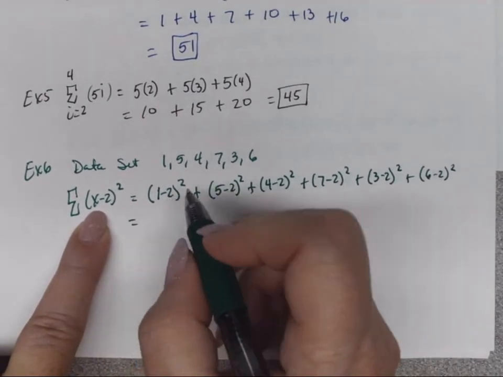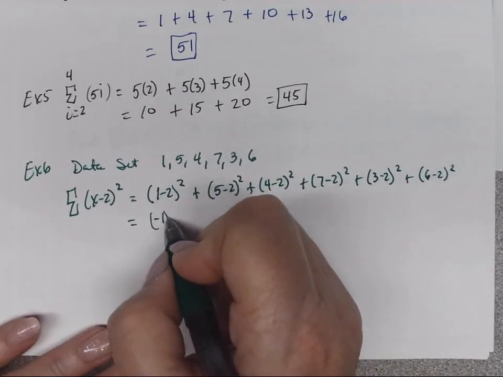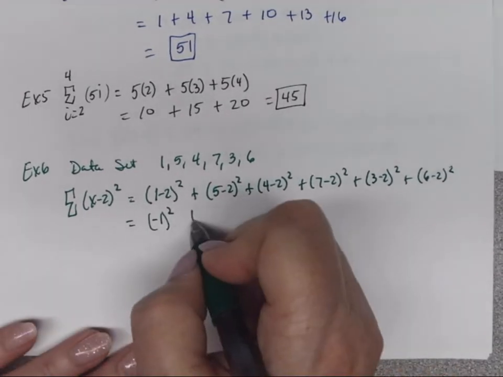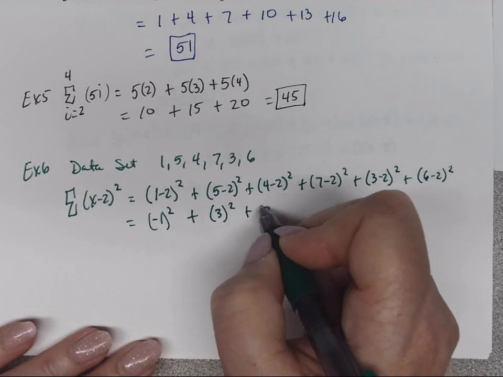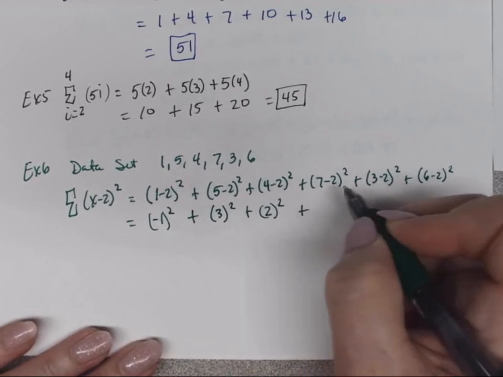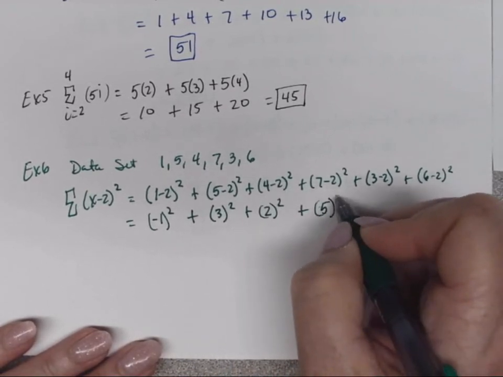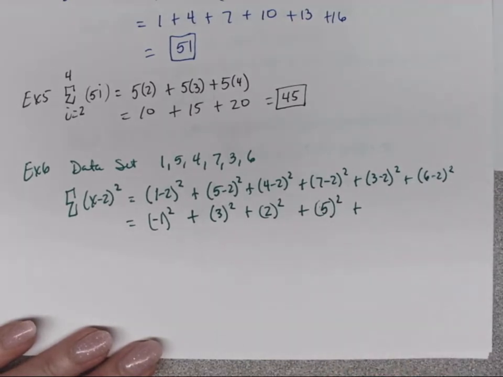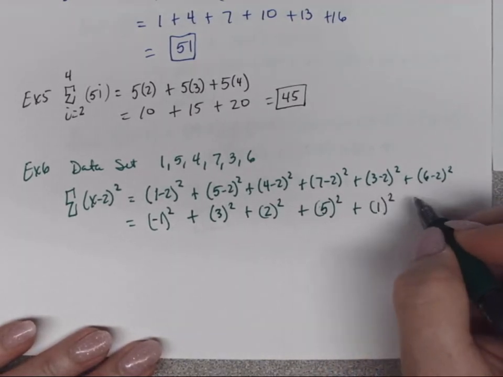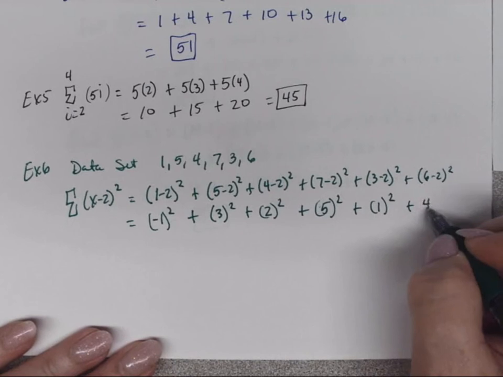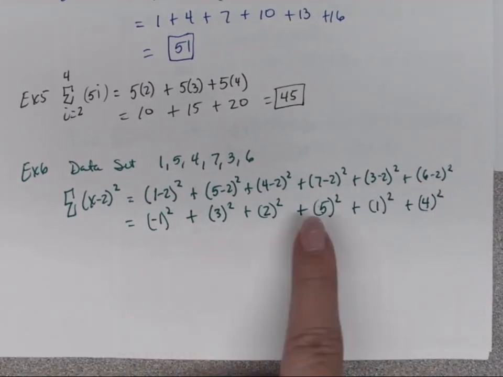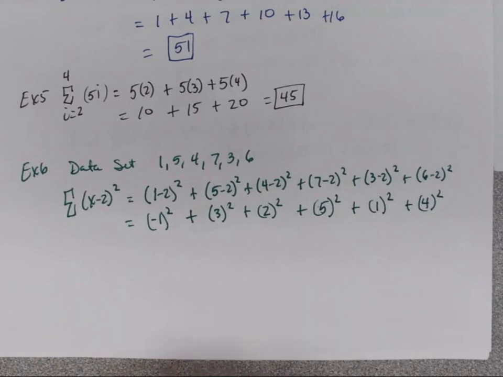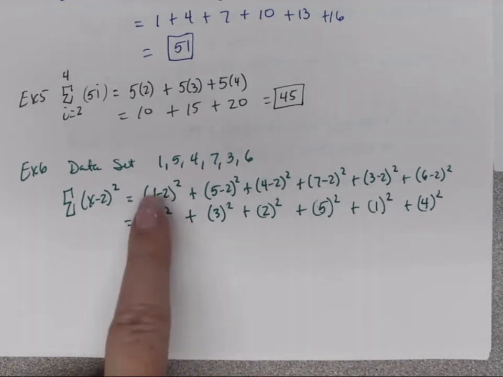So 1 minus 2 will get us negative 1 squared. 5 minus 2 is 3 squared. 4 minus 2 is 2 squared. 7 minus 2 is 5 squared. 3 minus 2 is 1 squared. 6 minus 2 is 4 squared. So notice I parenthesize each term when I still have to square it. It's so I don't lose track of negative signs. Remember that when you're squaring this, you're squaring the whole thing.